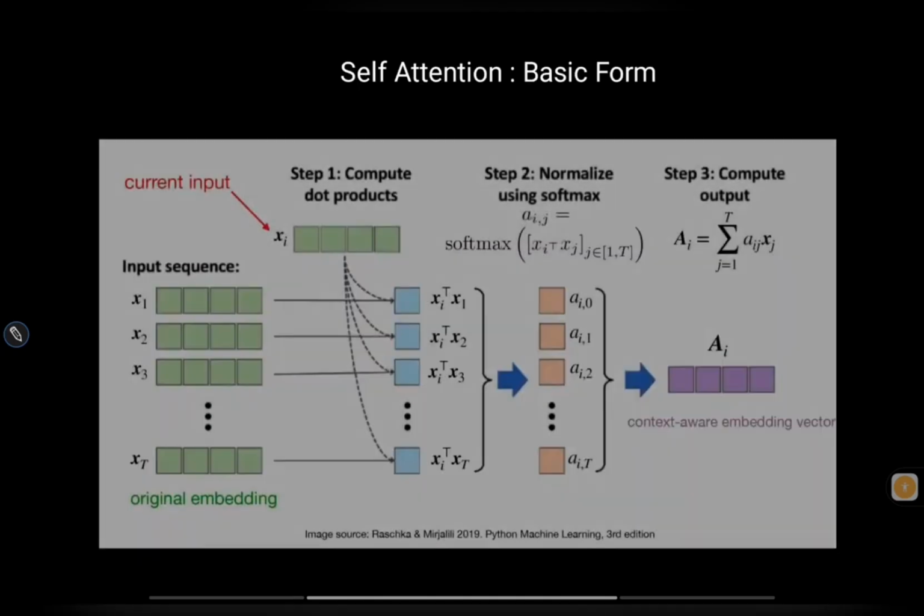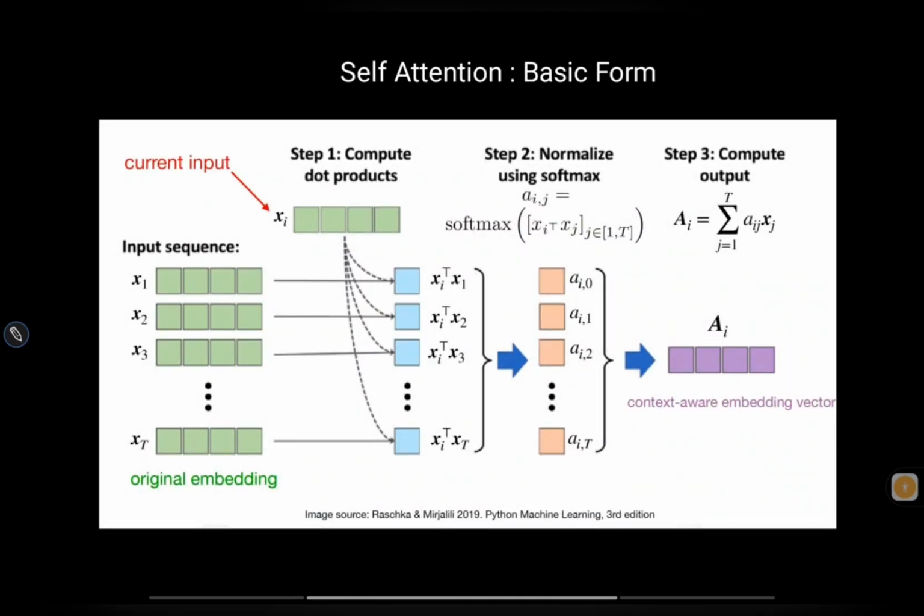Now let's try to visualize this basic form. We have xi, which is my current input, and for that we calculate the dot products between xi and all the other input tokens, which are x1, x2, x3 up to xt. This dot product gives you the similarity between these two tokens. Once we have those dot products, we normalize them using a softmax, and after that we can calculate a more context-aware embedding vector for xi.